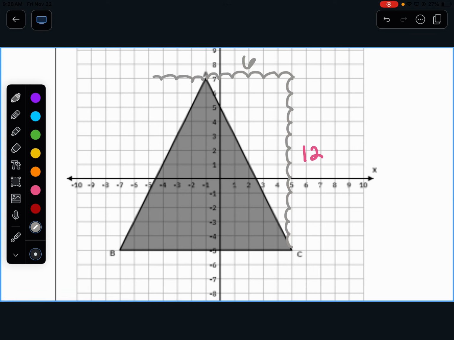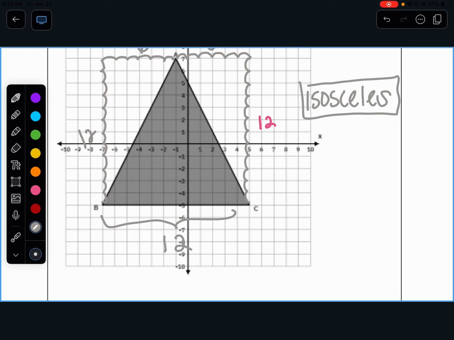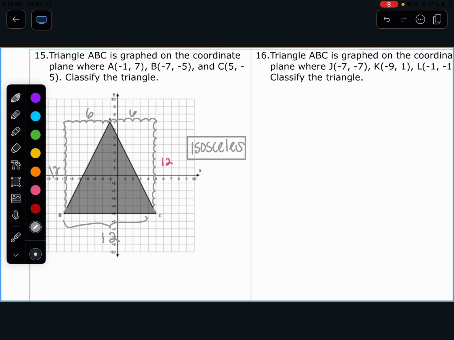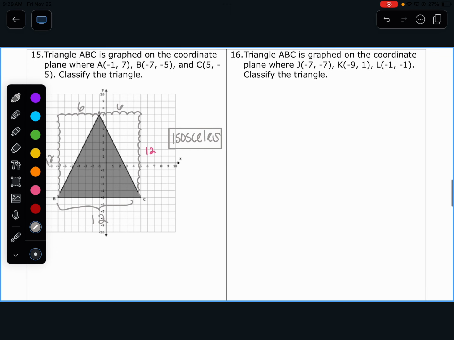So 1, 2, 3, 4, 5, 6. 1, 2, 3, 4, 5, 6, 7, 8, 9, 10, 11, 12. Okay, so these two sides are the same. This one down here is 12. So this is isosceles. And I didn't have to use the distance formula, but you can. You can definitely use the distance formula. All right, go ahead and try number 16. You can use graph paper, or you can use distance formula.